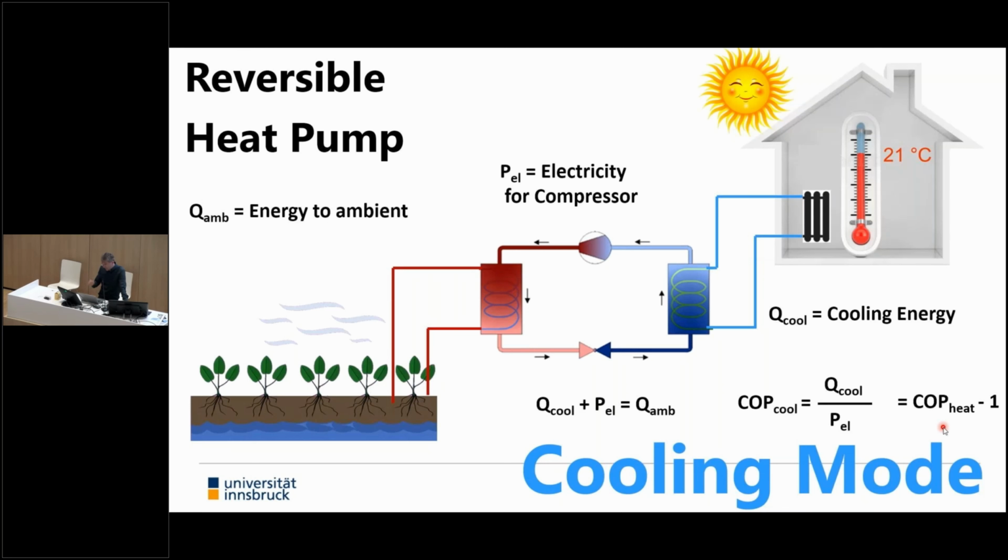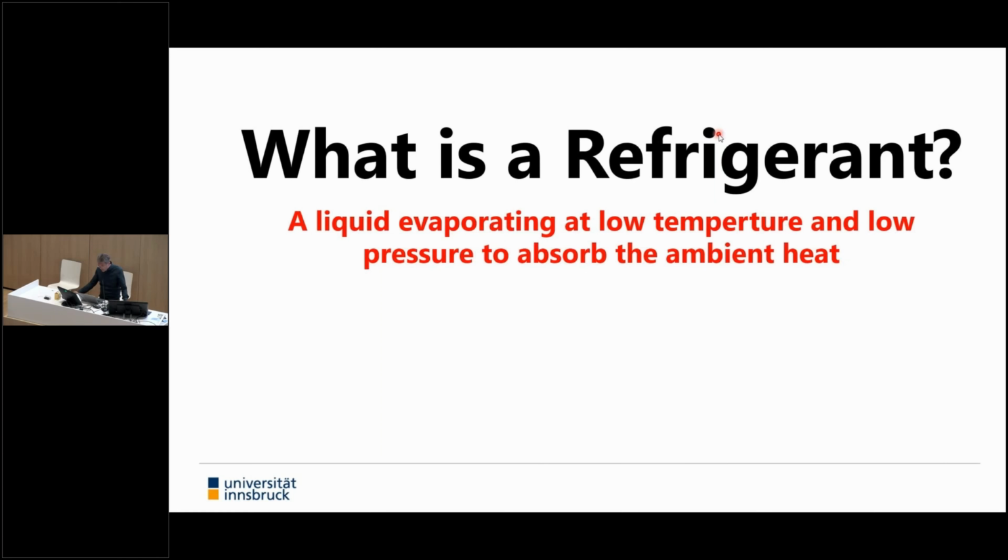And in summertime, we have sunshine also on our photovoltaics. So we have electricity maybe from photovoltaics to produce the electricity for the compressor. And now about the refrigerant. I always talk about this special fluid which evaporates. So it's a liquid that evaporates at low temperature and low pressure to absorb the ambient heat. That's what the refrigerant is made for.